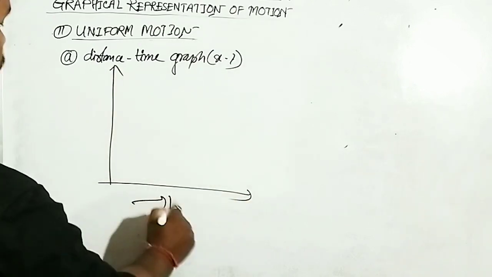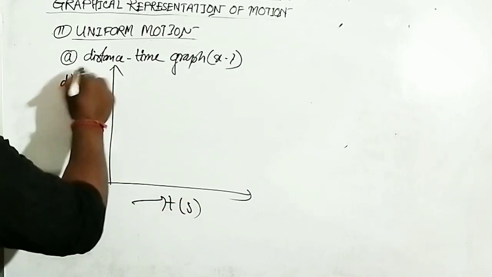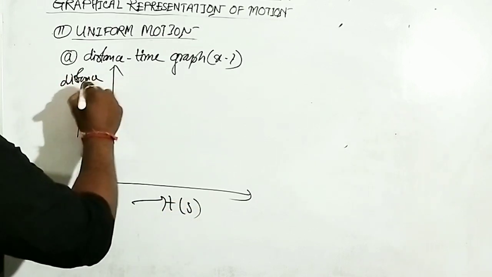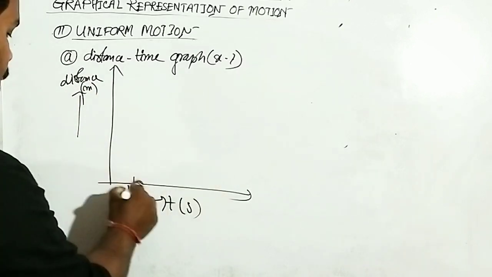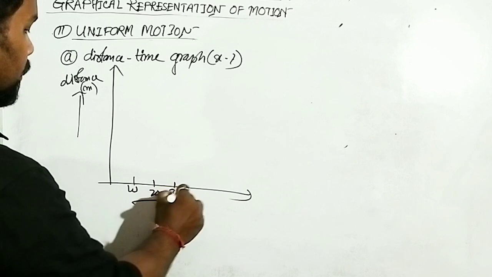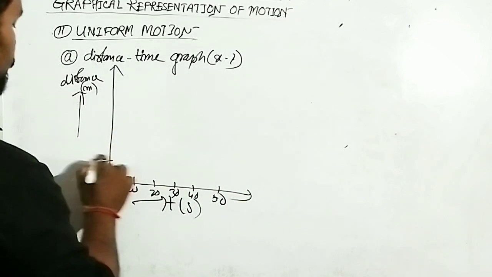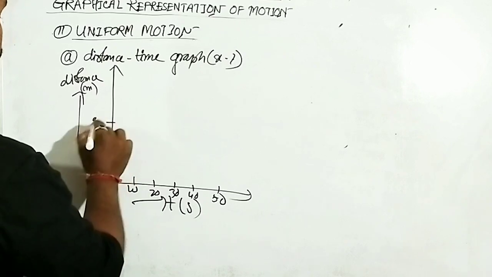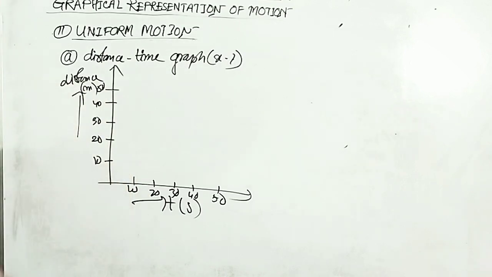Here in this direction it is going to be time, in seconds. Here it is going to be distance, in meters. Now I will give some values: 10, 20, 30, 40, 50. The same kind of values I will give here too: 10, 20, 30, 40, and one more value, 50. Look closely.